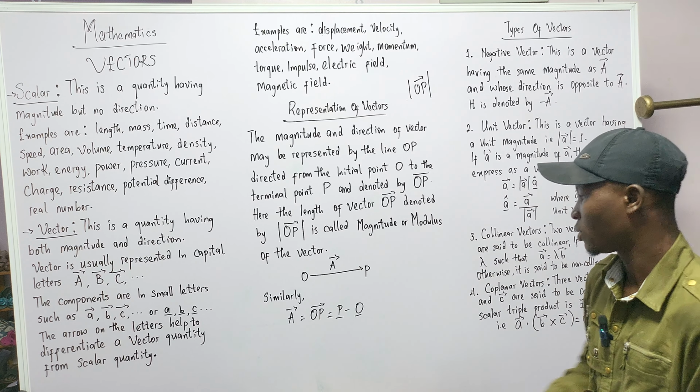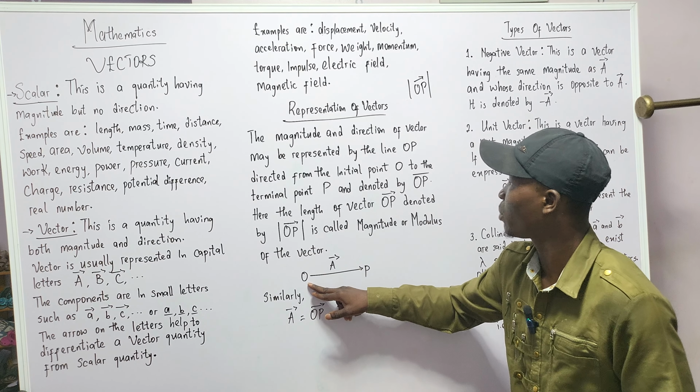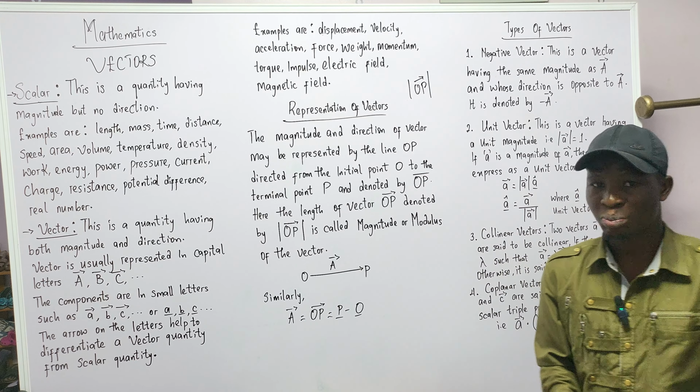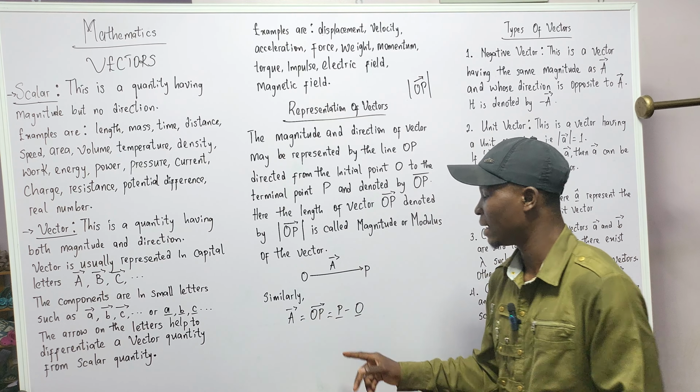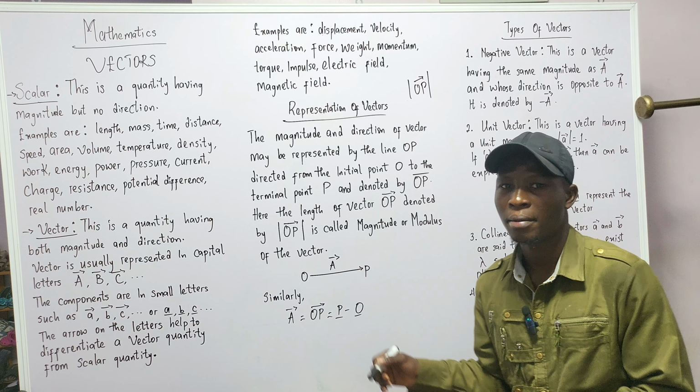Let's say we have a vector from O in the direction of P. Then the vector there is A. Similarly, we can say vector A is equal to from O to P. The initial point is O, and the terminal point is P. So how do you get the length there? It will be P minus O.